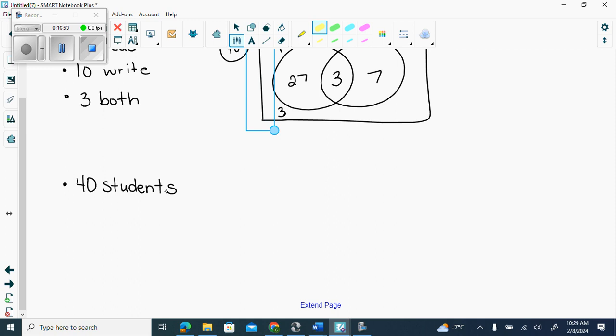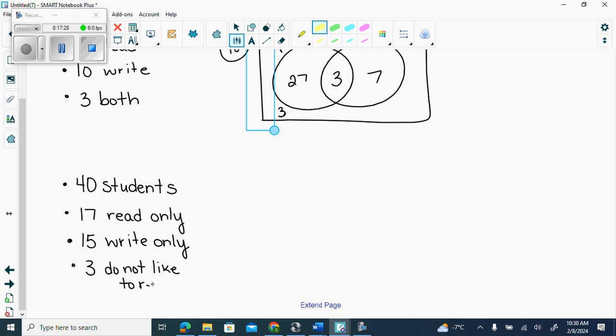So, I'm going to say 40 students. I'm going to say that 17 like to read only. I am going to say that 15 like to write only. And I'm going to say that 3 do not like to read or write. They'll do it, but they don't like it. Still in the Venn diagram.